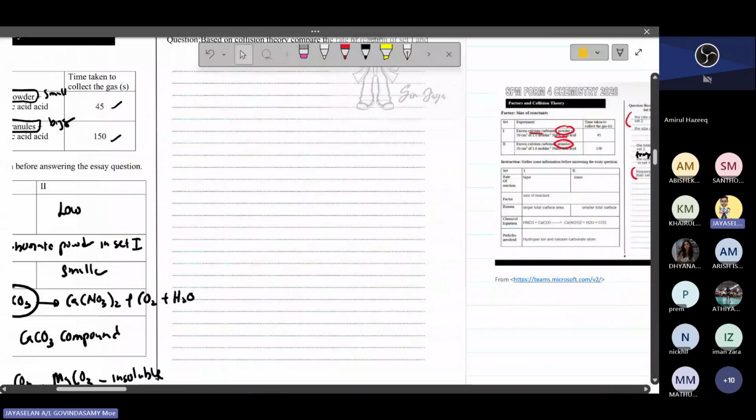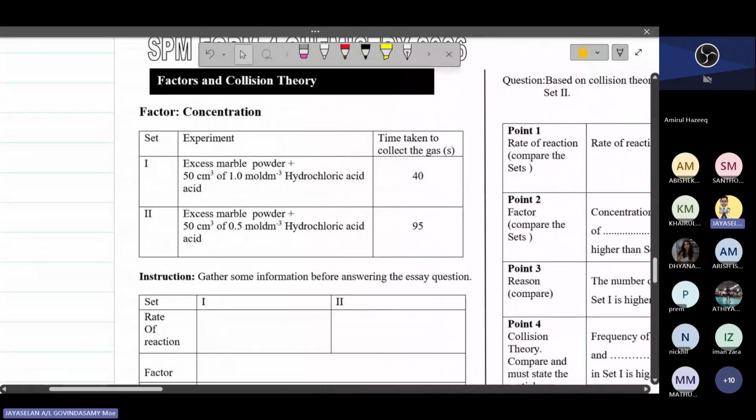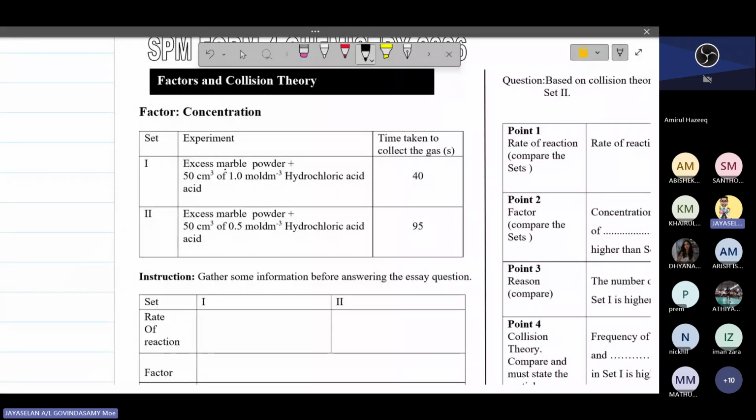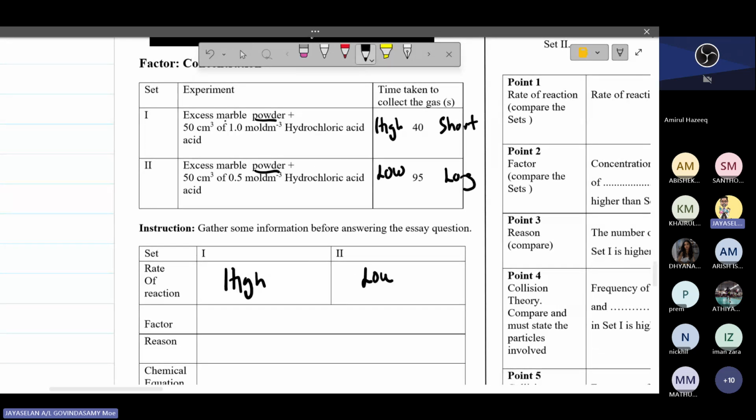Next factor, we try to finish up all the factors. Okay, concentration factor. We see marble, they use powder. That means the size of reactant cannot be a variable. Here the time taken is shorter, here the time taken is long. So the rate of reaction is higher here and low here. So set 1 is high, set 2 is low. The rate of reaction of set 1 is high, set 2 is low.